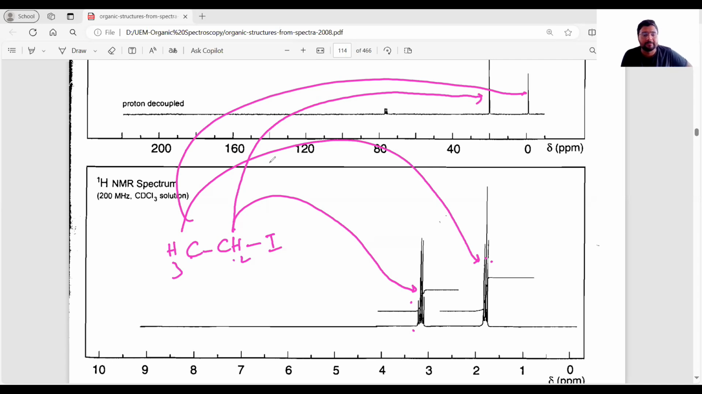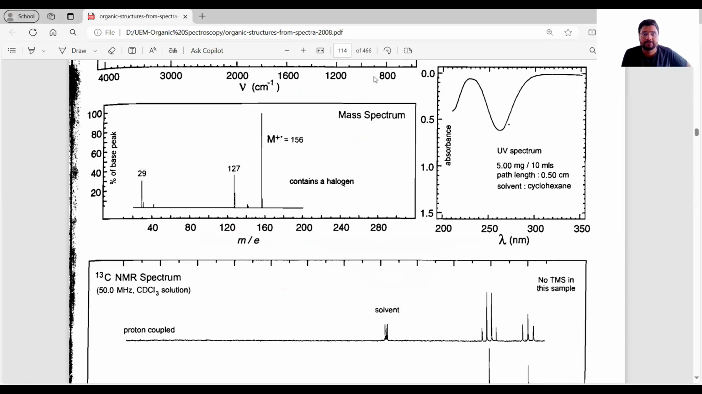And you can easily draw the mass fragment of this compound. If you see the mass spectrum of this unknown compound, CH3, CH2, iodine. If you remove ethyl from here, you will get a signal at 127. 127 is iodine. And how to get the 29 signal? If instead of removing this side, you remove this one over here, you will get this signal, ethyl. This is the mass fragment of this unknown compound.